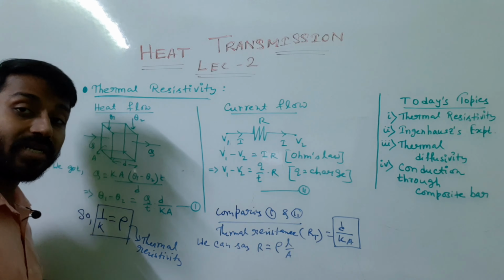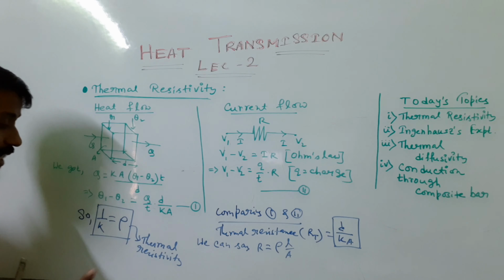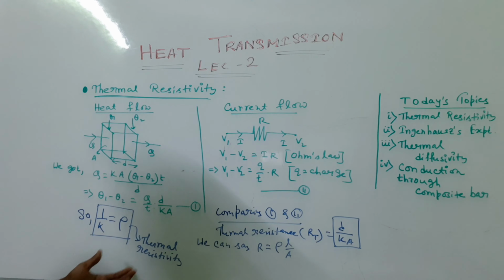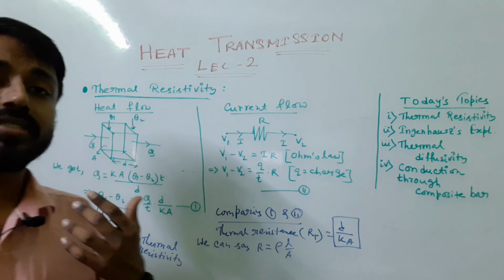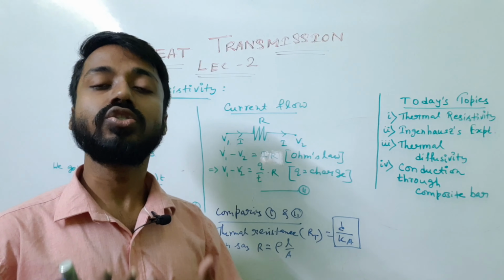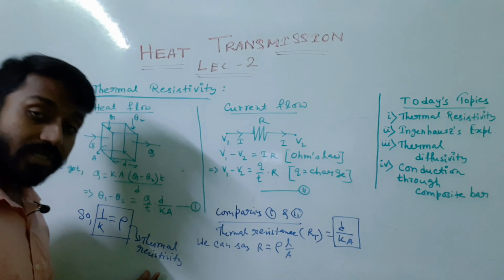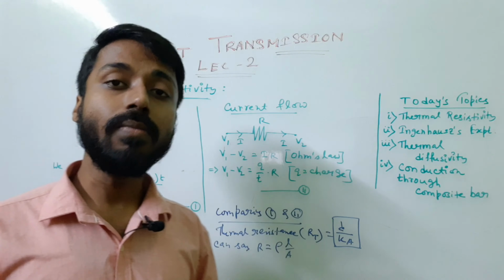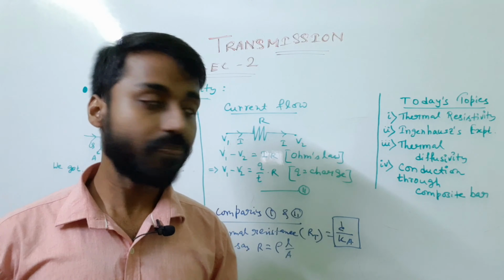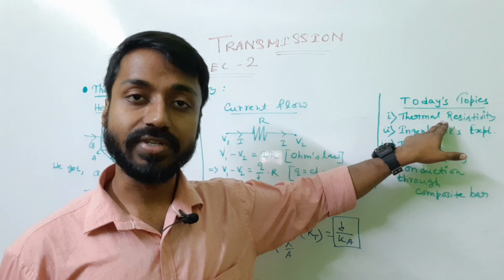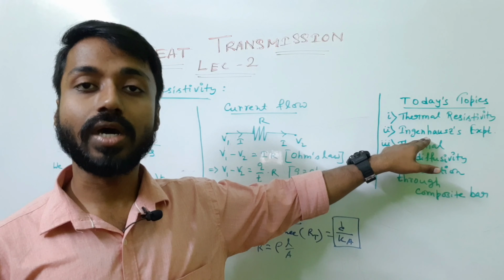What is the definition of thermal resistivity? Thermal resistivity is nothing but the reciprocal of thermal conductivity. That means the units and dimensions of thermal resistivity will be 1 by the units and dimensions of thermal conductivity. So that is thermal resistivity. Next we will go on to Ingenhausz experiment.